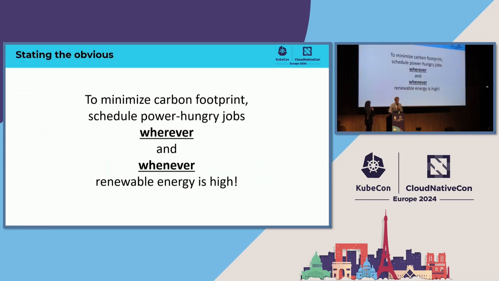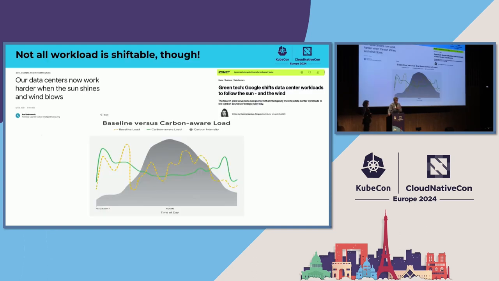We minimize the total carbon, that left part of the equation, by scheduling those jobs wherever, on whichever cluster, and whenever in time when the carbon intensity is low. Of course, not all workload is shiftable as we want. We cannot shift it in time backwards, before it arrives, but if it's a schedulable job that is run every day or something like that, you can do that. And some jobs are not shiftable at all.